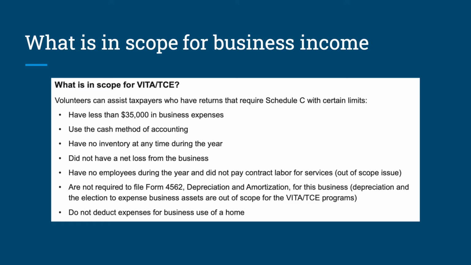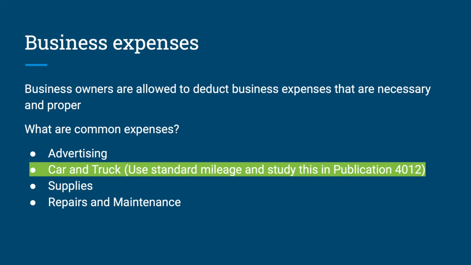They are not required to file Form 4562 depreciation and amortization for this business, and they do not deduct expenses for business use of a home. So as you can see there are a lot of limitations around business income, and that's probably one of the reasons why we don't typically see a ton of it. But if you are preparing a return where they do have business income, I would refer to this list, and I would make sure that they do not have any of these items that would make the return be out of scope for VITA.